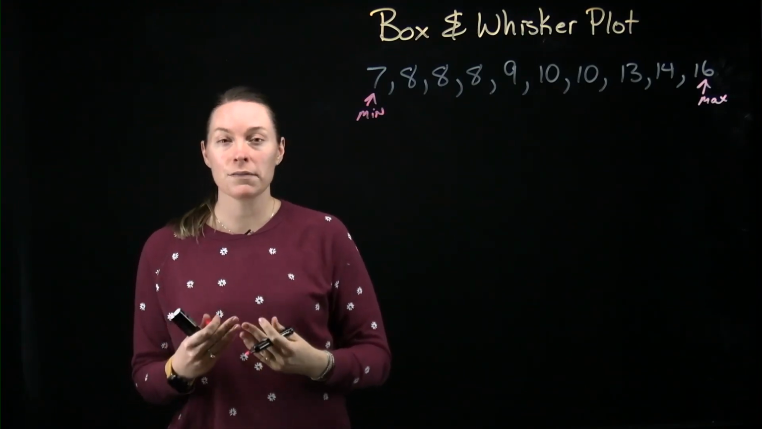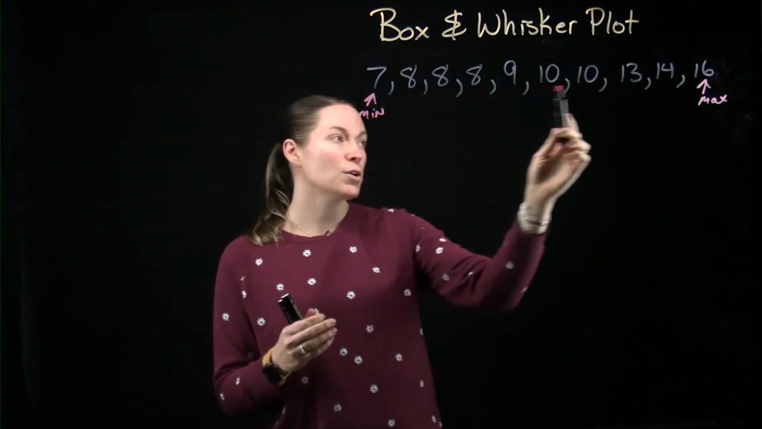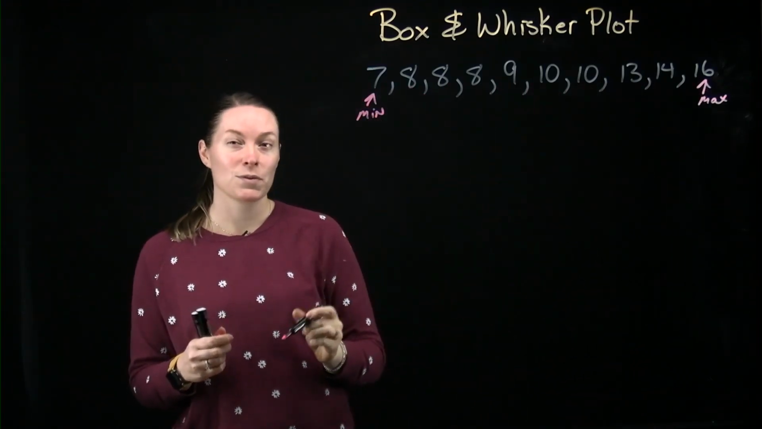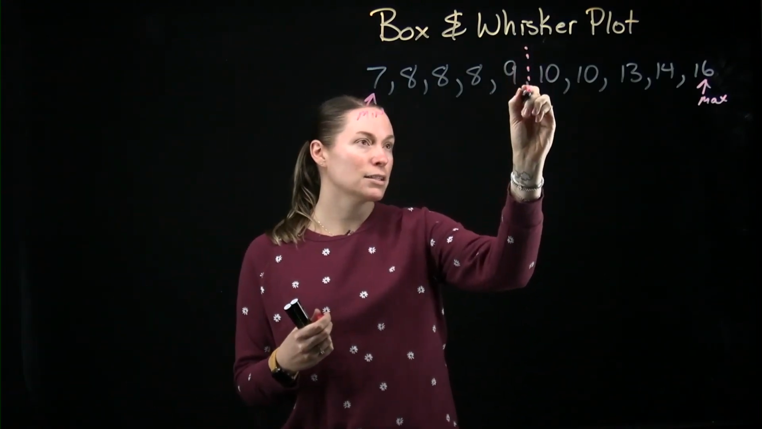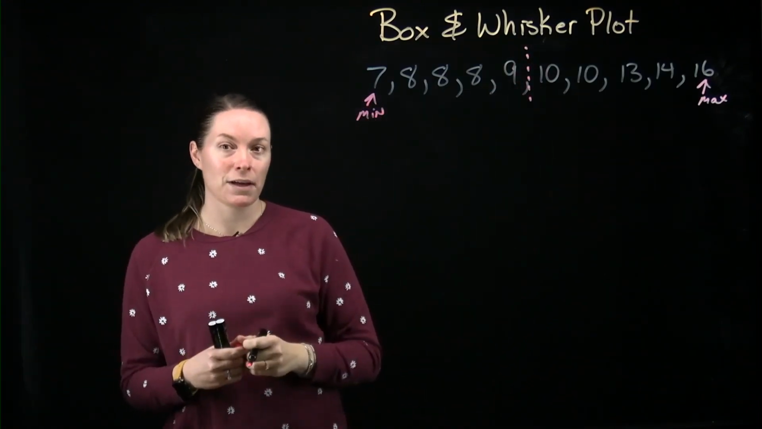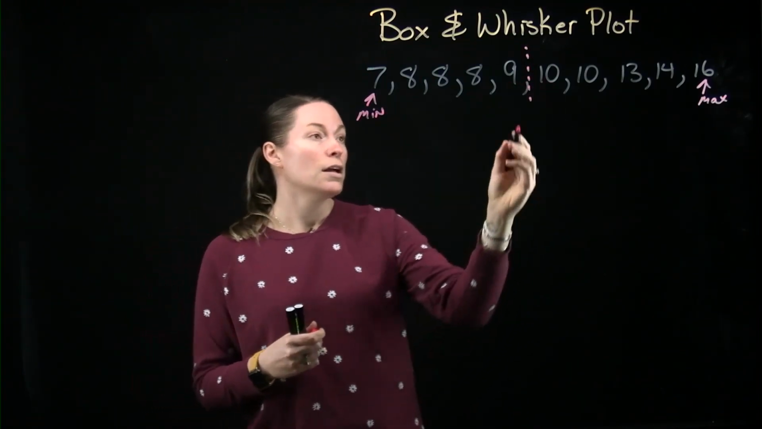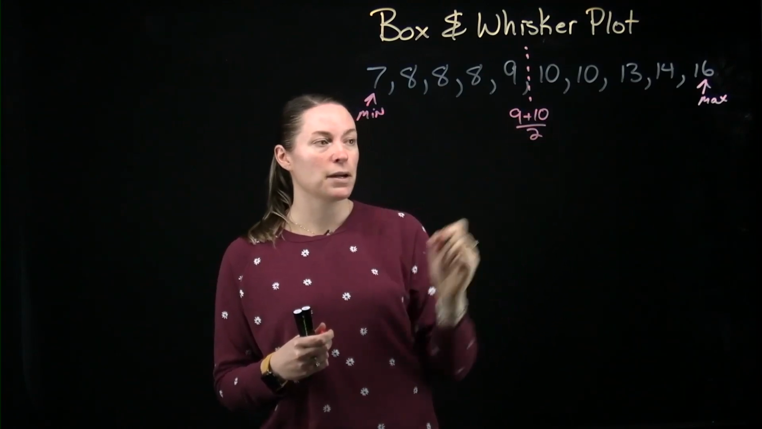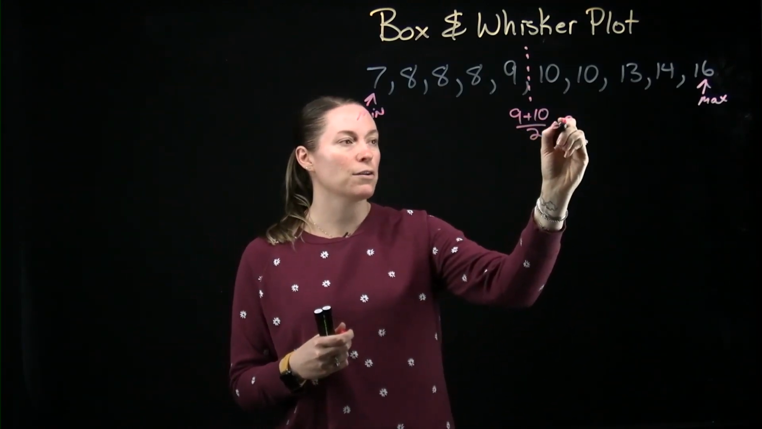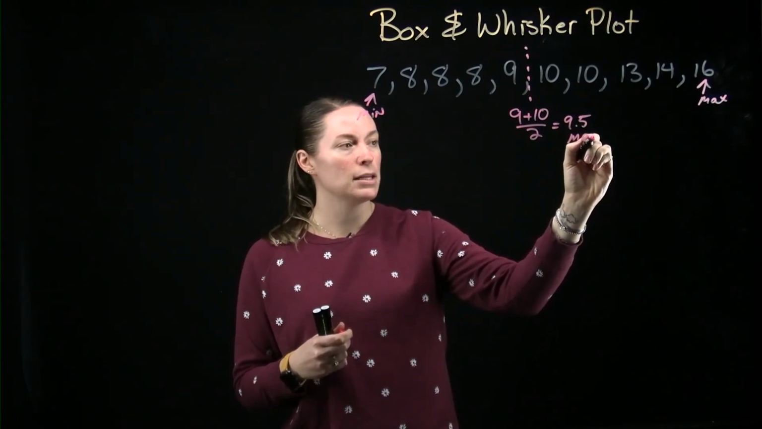Now remember, the median of our data is going to be the middle of our data. In this case, I have a total of 10 data values, which means I don't have a true middle. My median actually ends up being between 2 of my data values, in this case between the values of 9 and 10. In order to find my median, I'm going to take 9 plus 10 and divide by 2. This is going to give me the value of 9.5, which tells me that this right here is my median of my data.